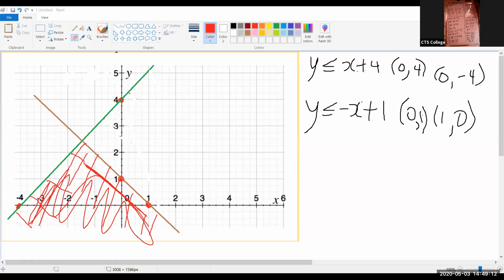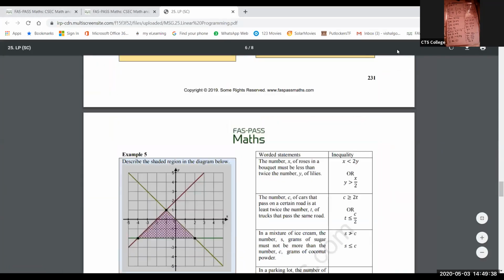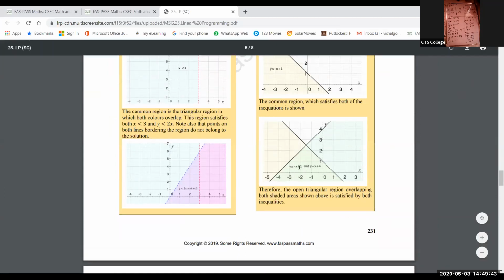So let's continue with the note. We just have a little bit again to finish and we're done. All right, let me just get back to the handout. So this is what the graph would have looked like. This is the shaded region here, as you all can see, and that's exactly what I did.